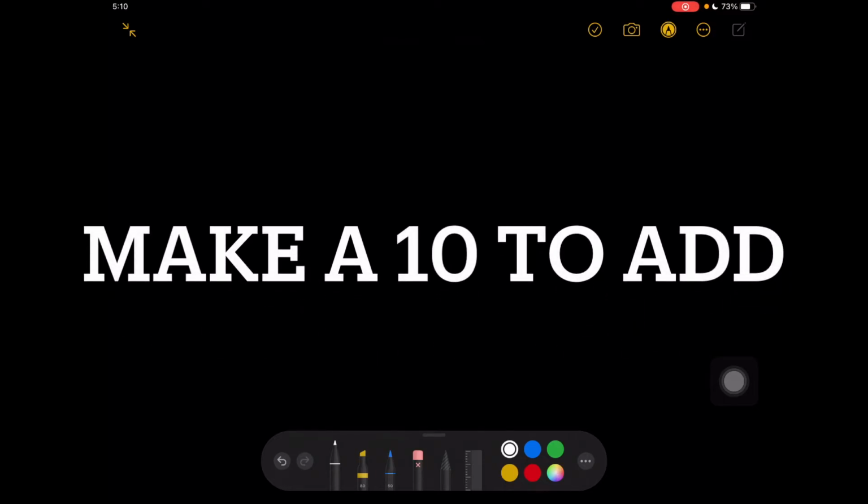Our addition strategy today is called make a 10 to add. For you to understand this strategy better, you have to be familiar with the pairs of numbers that make a 10.